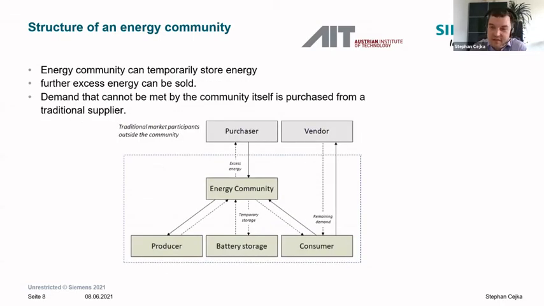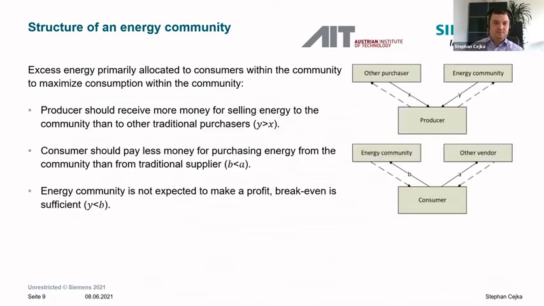So the energy community itself can temporarily store energy that cannot be allocated to a consumer at this given time, and further energy can be sold to a traditional purchaser. Likewise, remaining demand of the consumer that cannot be met by the producer of the energy community or of the battery storage is purchased from a traditional supplier.